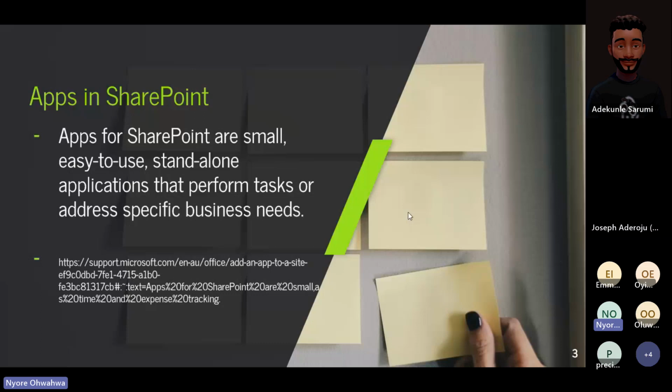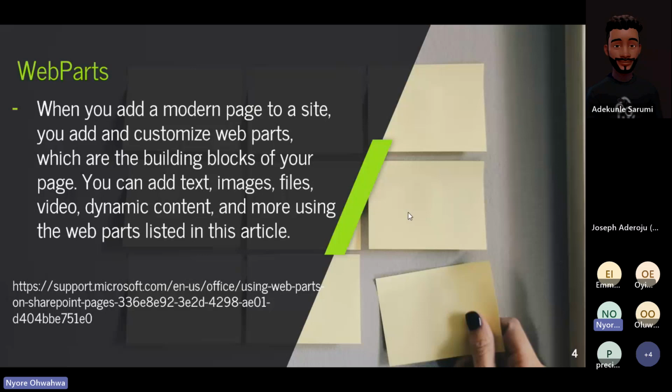So apps for SharePoint are small, easy to use standalone applications that perform tasks or address specific business needs. Basically, you're adding apps to your site, just like you're downloading an app into your phone to do something specific. You download WhatsApp to your phone to be able to chat. You download Truecaller to be able to identify a strange number that is calling you. So that kind of explains what apps do.